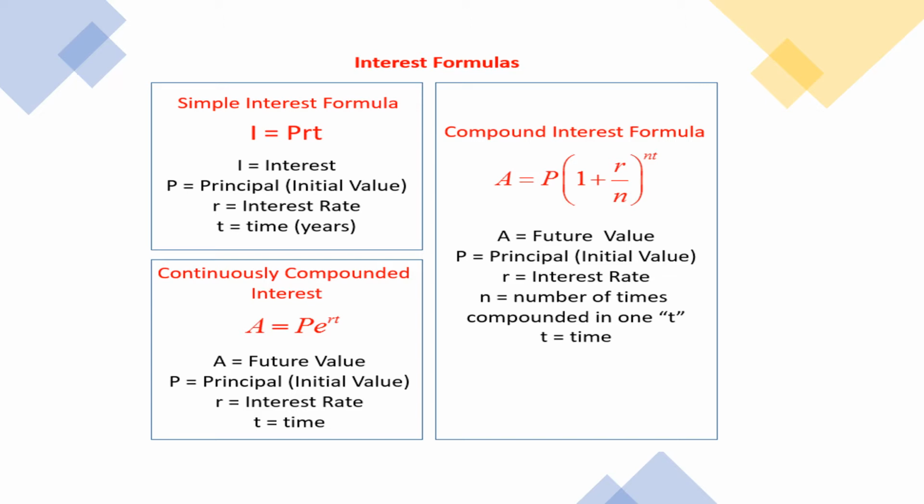basis. In that case you will use this formula: A equals P times (1 plus R over N) whole to the power of NT. Now what is A? A is the future or the final value, and P is the principal or the initial value that you will deposit. Before starting the work there should be a certain amount, and that amount is known as the principal amount, denoted by P.